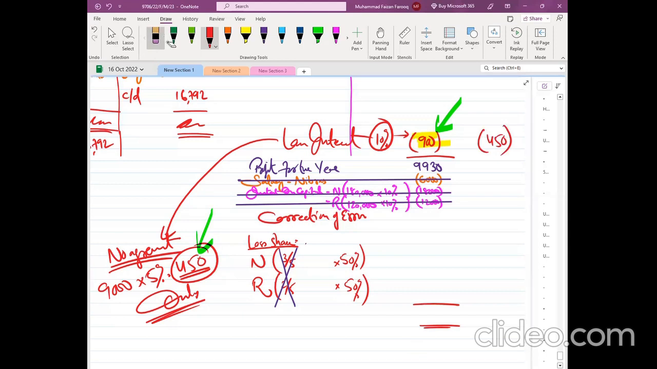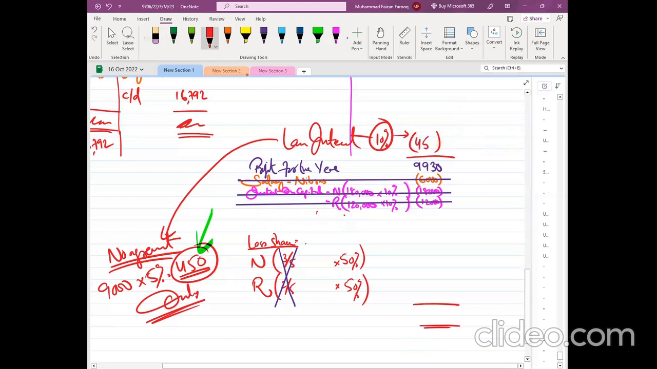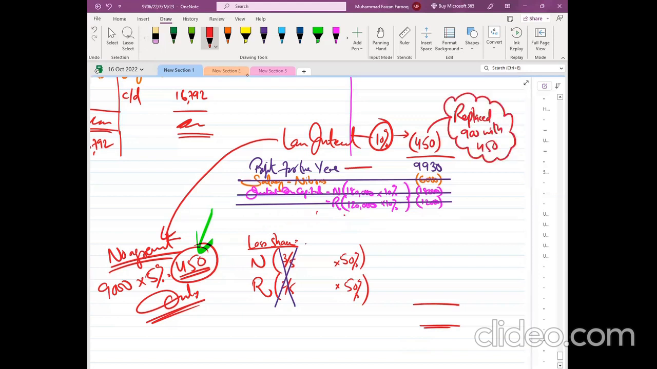So just in order to explain this, you have the income statement working with you now. If I replace 900 with 450, what answer will we get for the profit? As it remains 9930, it will be changed. Will it increase or decrease? Increase. Instead of deducting 900, if I deduct 450, it is definitely going to increase, right or wrong? How much should it be? 9480.